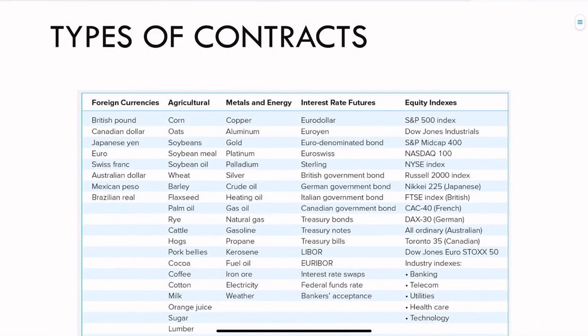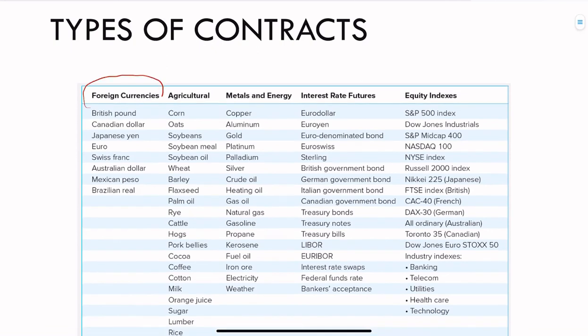So in the financial market, we have a lot of different types of contracts. You can see that we can basically categorize these types into 5 categories. The first one is about foreign currency. If you want to use a futures contract to bet on the exchange rate between Canadian dollars and US dollars, then you could buy futures on Canadian dollars.